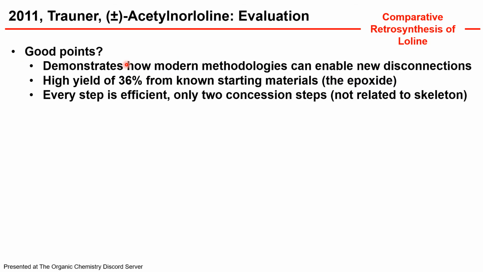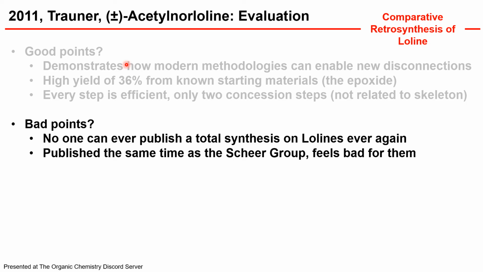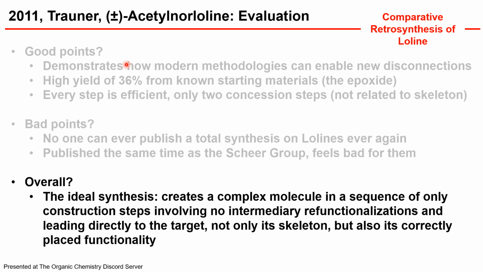So impressively, they only had 2 concession steps. I don't know if you remember the syntheses from earlier, but pretty much every other step was a concession step because they're just trying to make their stupid synthesis work, right? Okay, the bad points. No one can ever publish a total synthesis on Lolines ever again. Like that molecule is dead. It's already been done to the best of the ability. And like I mentioned, it feels bad for the Scheer group because they published at the same time. Again, it's just dice roll.